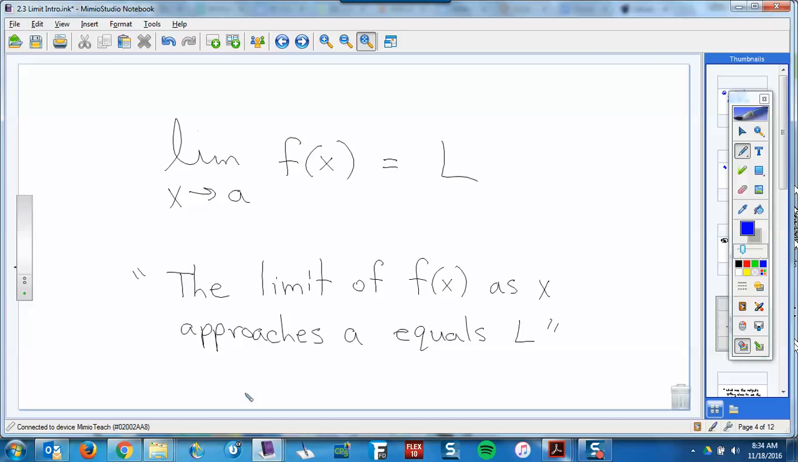But there are limits that don't have anything to do with derivatives. Limit is a mathematical idea. We need it here for this, but limit shows up in a lot of other places too. So we can do limit problems, and that's what we're going to do for a day or two here: we're just going to talk about limit problems. Now, every once in a while, we'll connect them back to derivatives.